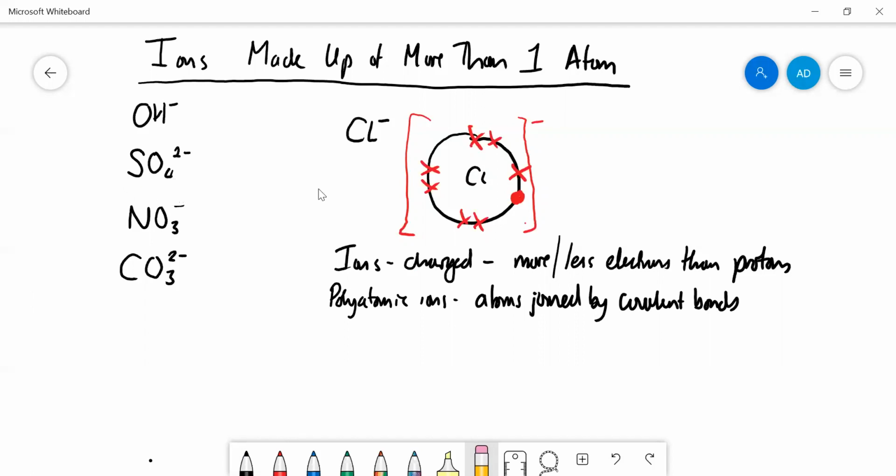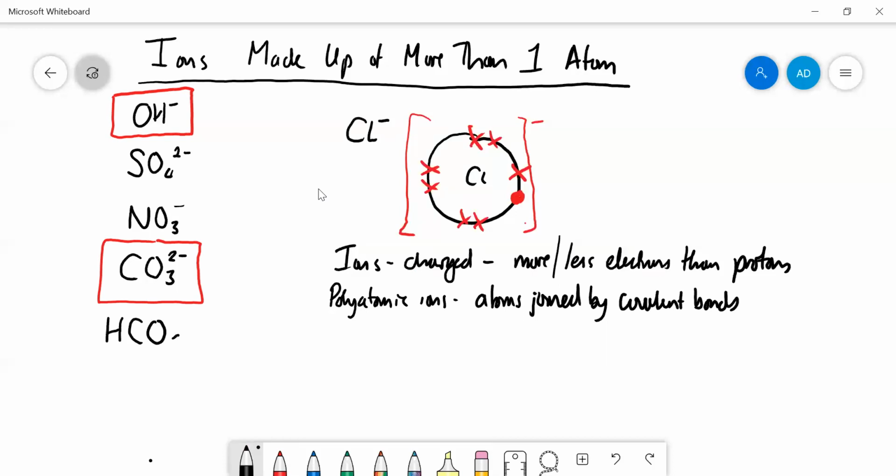Okay, so let's have a look at the dot cross diagrams of some of those things. Now, I'm not going to do sulfate and nitrate just yet because they are a bit more complicated, but we'll do them in the next couple of lessons. But we're going to do the hydroxide and the carbonate ions, just to show what's going on there. If you understand and can draw dot cross diagrams of these, it will help you out massively in the months to come. So here's another one, which you probably come across, the hydrogen carbonate ion, which we'll also do. That's HCO3 1 minus.